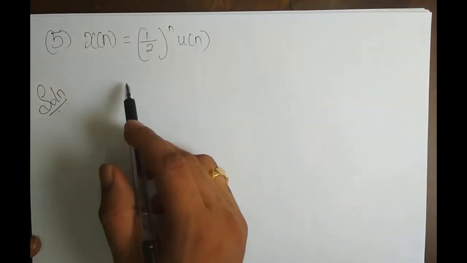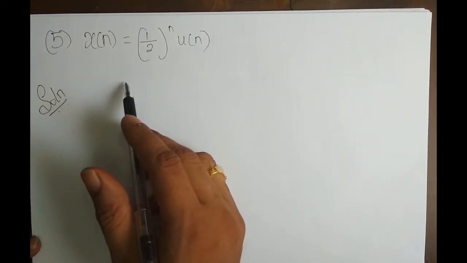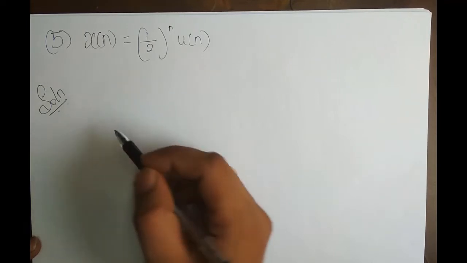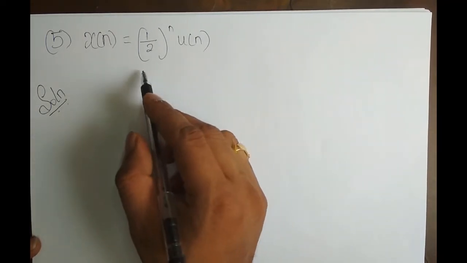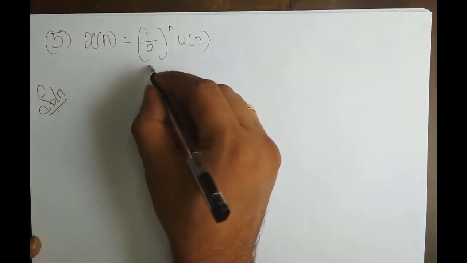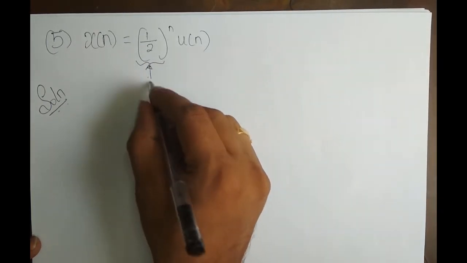But how do we check whether it is periodic or non-periodic? The only option is to plot this signal and check whether it is repeating or not, whether it is periodic or not. Now, in order to plot it, it is actually a combination of two signals. The first signal is this one, (1/2)^n.